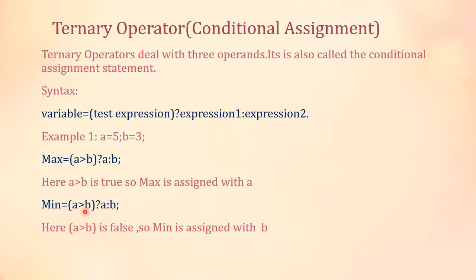Here we have to write in a different way. Actually, we want to find the minimum value, right? Minimum value means here we have to write A less than B. If A is not less than B, then the condition will fail. When it fails, it will come to the colon part. After the colon, whatever variable is there will be stored in minimum. Okay. Understood?